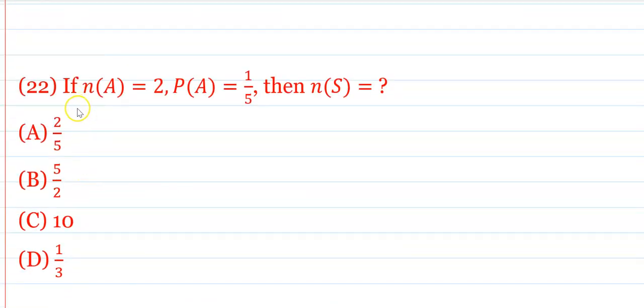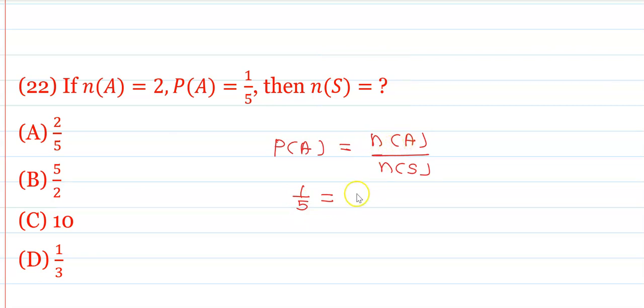Probability वरती विचारला जातो कधी question. If n of A is equal to 2, P of A is 1 by 5, then n of S? मग P of A चा आपल्याला फॉर्म्युला माहिती. Probability of any event that is equal to n of A upon n of S. हा फॉर्म्युला आपल्याला माहिती पाहिजे. Now we know the probability. What is that? It is 1 by 5. And n of A is 2. We want to find out n of S ची value आपल्याला find out करायची आहे.